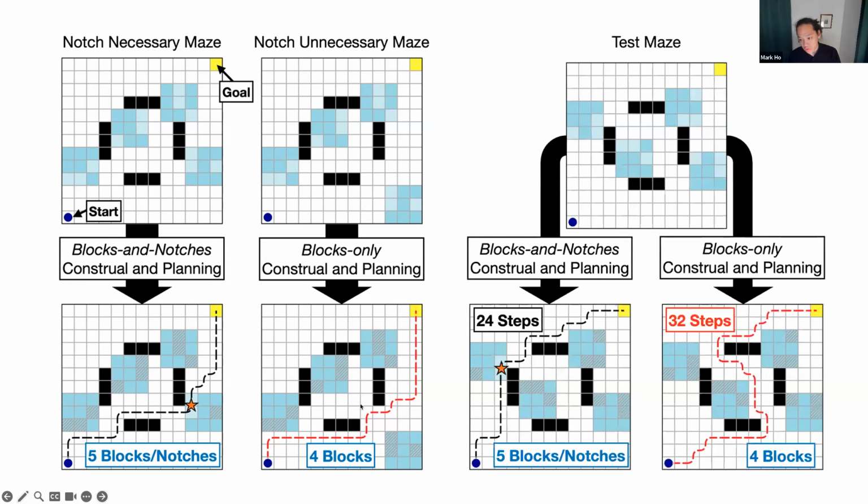And then on a set of test trials, we had mazes where, depending on whether you were thinking about things in terms of only blocks or blocks and notches, you would take a different sequence of actions. Basically, if you were only thinking of it in terms of blocks, you would miss this shortcut here to get to the goal.